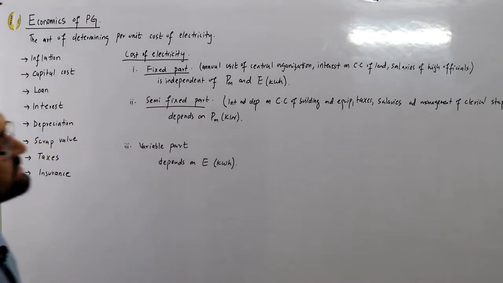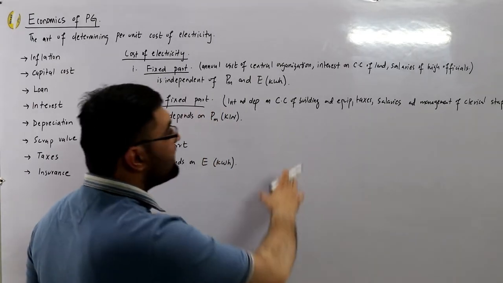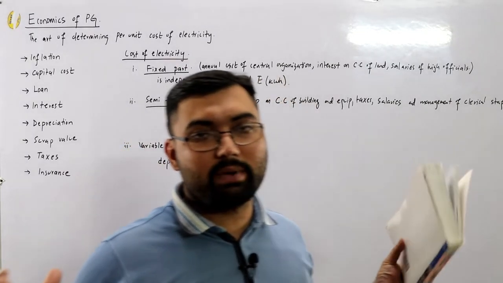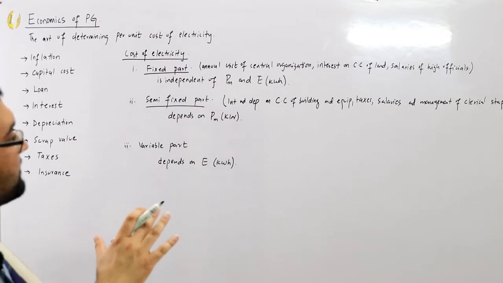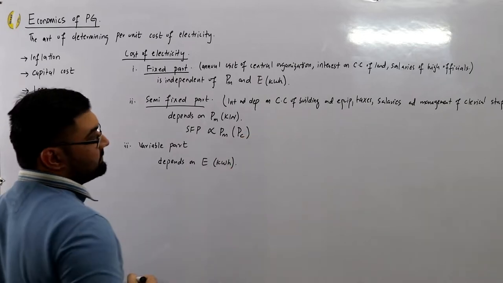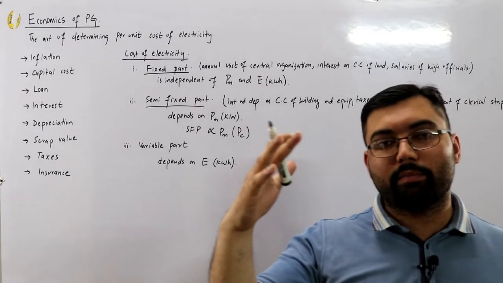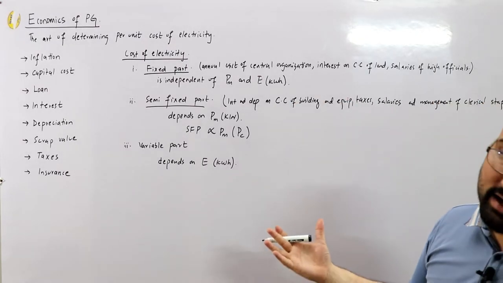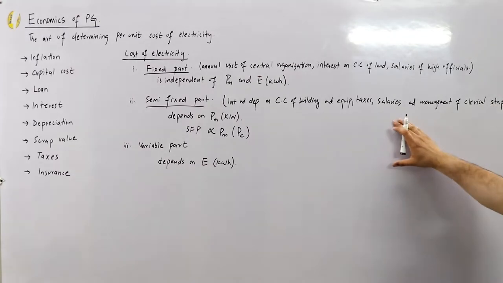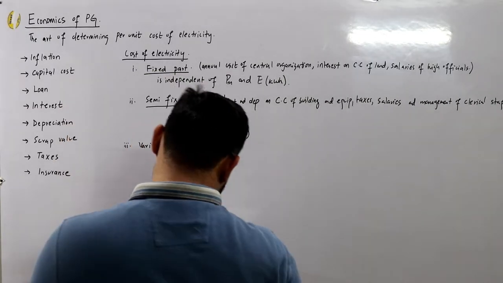This includes the interest and depreciation on the capital cost of the building and equipment. So how is this dependent on the maximum demand? For instance, if you have a higher maximum demand, you would have a larger power station, the building would be larger, and equipment would be of larger capacity. So the semi-fixed part is directly proportional to the maximum demand, or you could say the installed capacity of the plant. Similarly, taxes: the higher your demand, the larger the equipment required, and the larger the taxes by the government, import duty, sales tax, etc. Salaries and management of clerical staff: the larger the power demand, the larger the power station, and the more clerical staff required, so the higher the salaries.